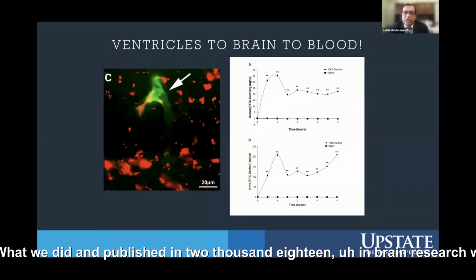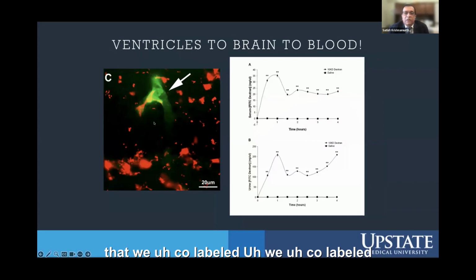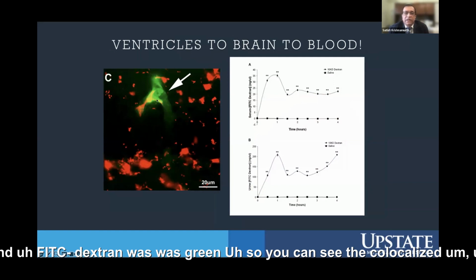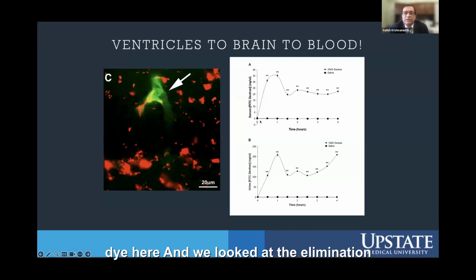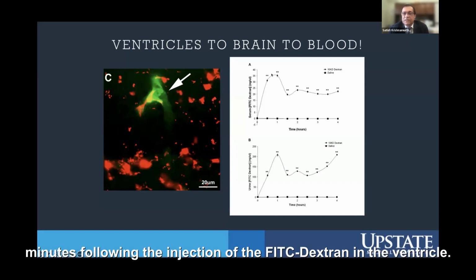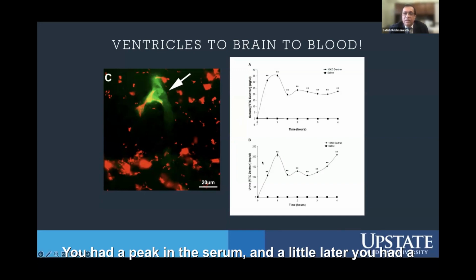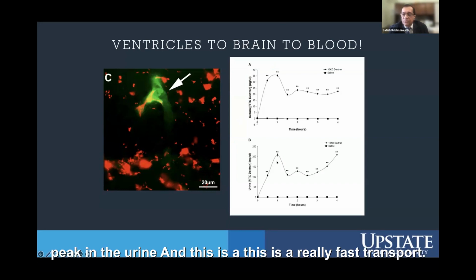What we did and published in 2018 in Brain Research was that we co-labeled the slides with microglial stain. That's the red, and the FITC dextran was green. So you can see the co-localized dye here. And we looked at the elimination of the FITC dextran using spectrophotometry. And you can see that at 30 minutes following the injection of the FITC dextran in the ventricle, you had a peak in the serum, and a little later you had a peak in the urine. And this is a really fast transport.